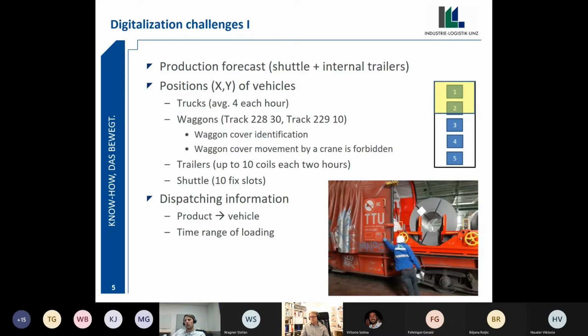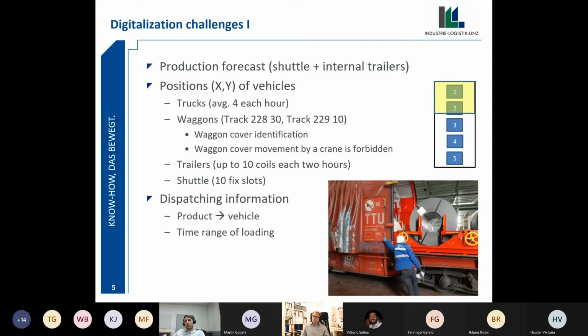Another one is the trailers. We have to unload and load up to 10 coils every 2 hours. Therefore, there are up to 3 trailers within the warehouse in these 2 hours. So we also need to know where they are positioned, when they arrived, and when we have to unload all these coils. The same is true for the shuttle, but here we do not have the problem of a lack of information. They are already in our system, so we know exactly when a shuttle arrives, and which coil is available at each time.